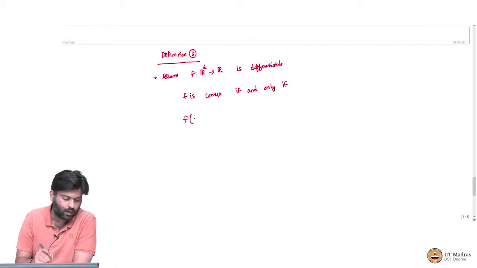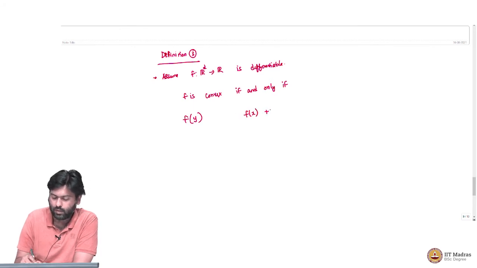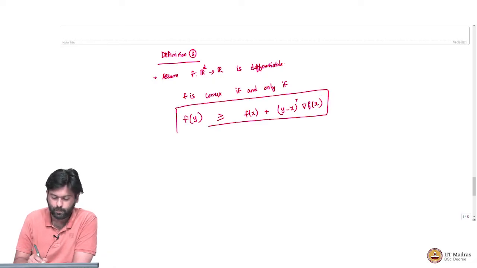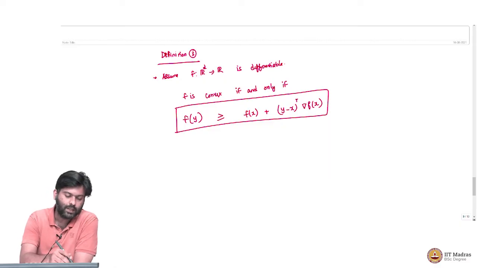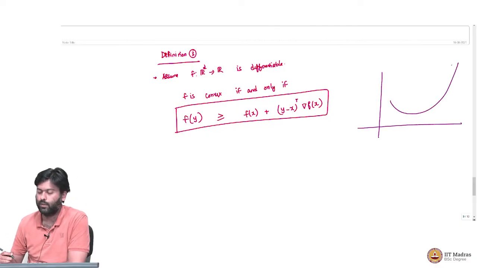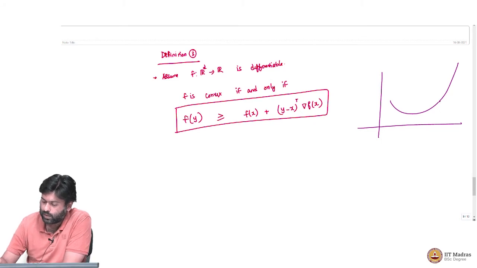So, you take any point y and you compare it with f of x plus y minus x transpose del f of x. Now, it will be the case that f of y would be greater than or equal to this. So, this needs some explanation, but this is the definition. What are we saying here? We are saying here that we take a function, let us again look at a simple function, right. So, let us say this is the function, and maybe this is my x.